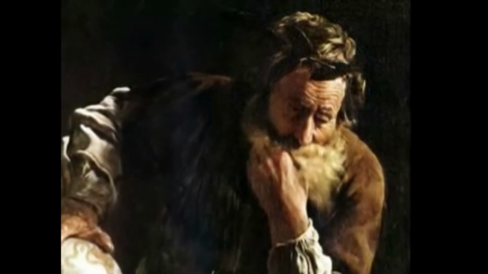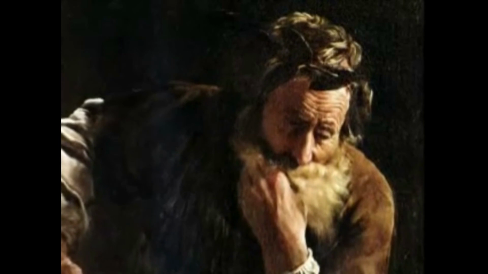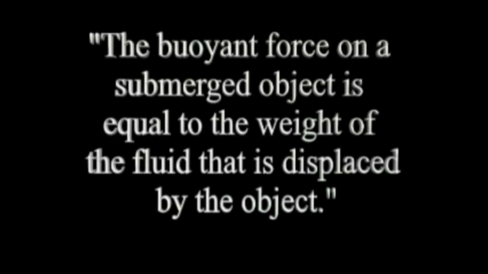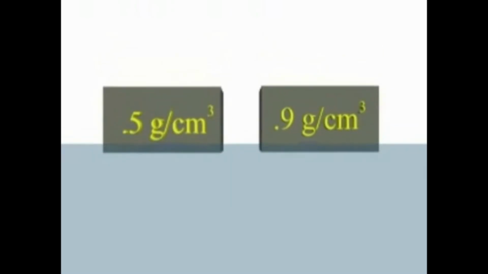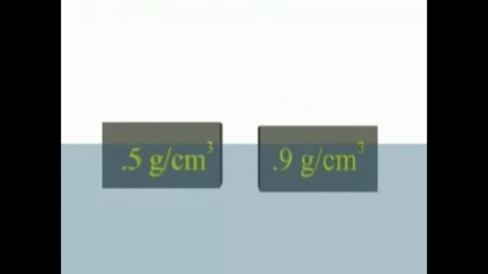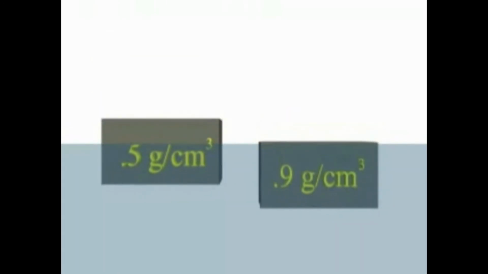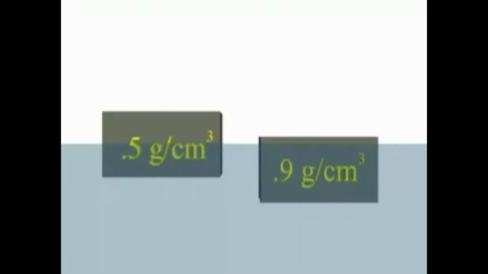The Greek philosopher and scientist Archimedes is credited with figuring this out. The science behind buoyant force is known as Archimedes' principle. This principle states, the buoyant force on a submerged object is equal to the weight of the fluid that is displaced by the object. This means that the denser a floating object is, the more water it will displace. An object with a density of 0.5 grams per cubic centimeter will float only partly submerged, while an object with a density of 0.9 grams per cubic centimeter will float almost completely submerged.